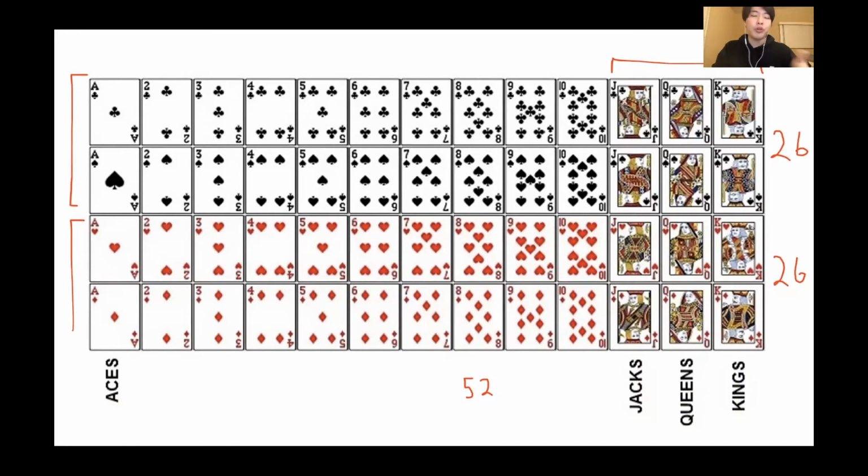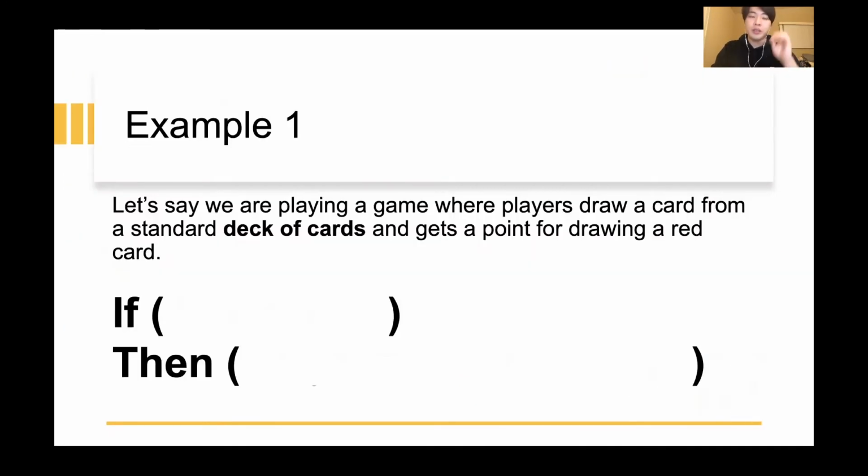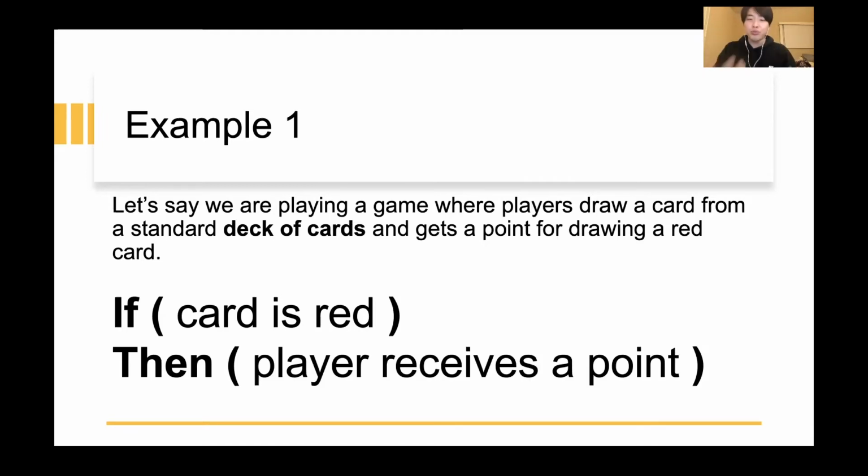All right, let's get back to our question. If we're playing a game, each player draws a card, and if the person gets a red card, the player gets a point. How do we make this into an if-then statement? Try it and then come back. All right. If we were to make this into a simple if-then statement, it would be: if the card is red, then the player receives a point. Now, this is too obvious, right?